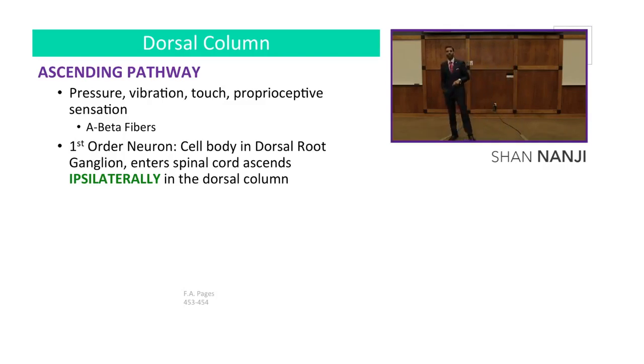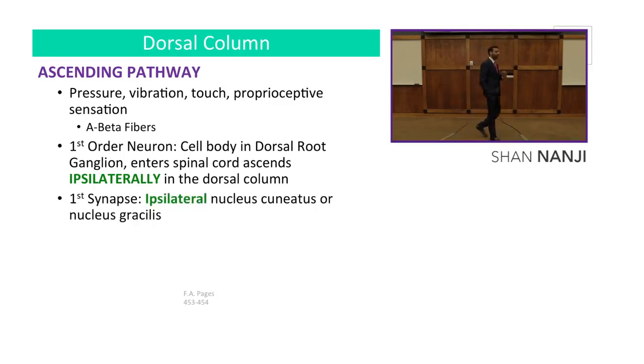So first order neuron, the cell body is in the dorsal root ganglion. It enters your spinal cord and ascends on the same side, or ipsilaterally, in the dorsal columns. The first synapse, and this is important, so we're going to drill it.